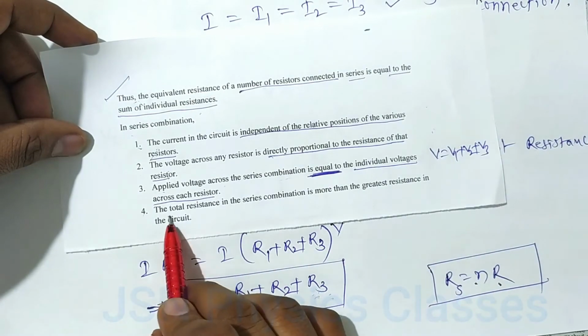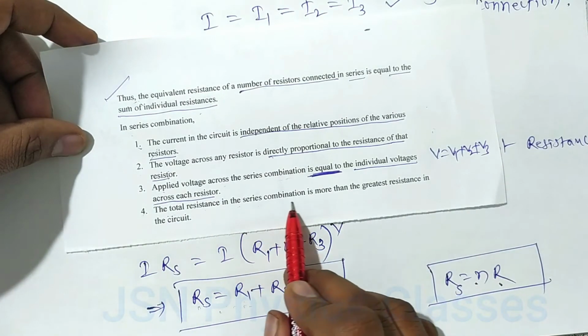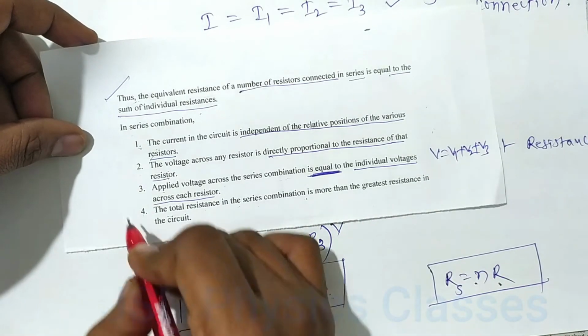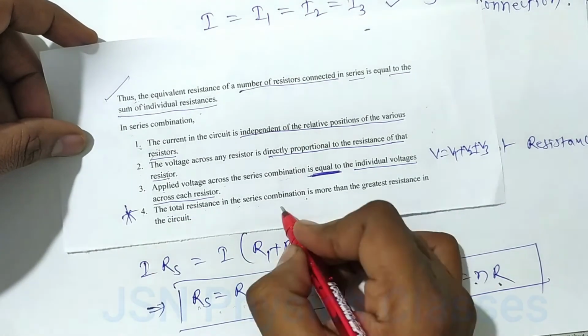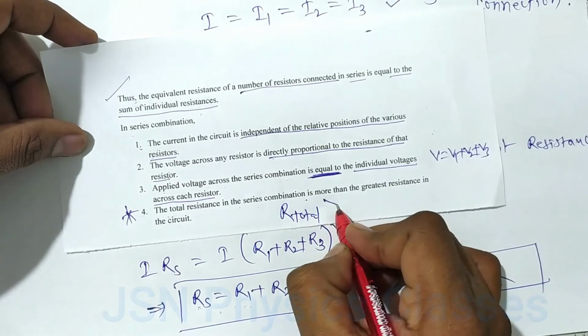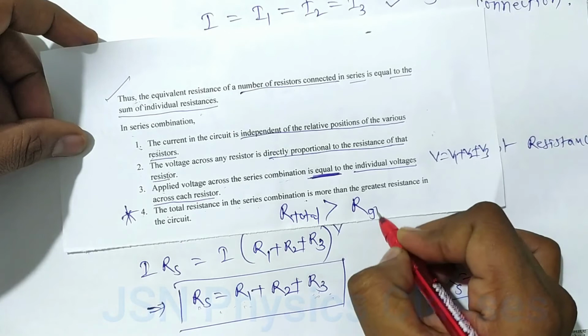We have seen, and the total resistance in the series combination is more than the greatest resistance in the circuit. So it's a very important point. That means the total resistance R total is always greater than the greatest resistance in the circuit.